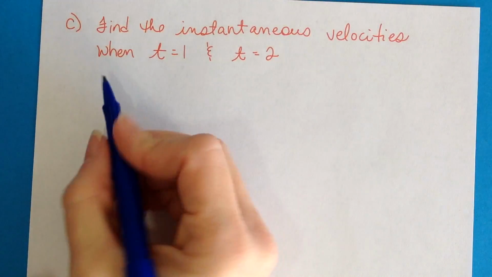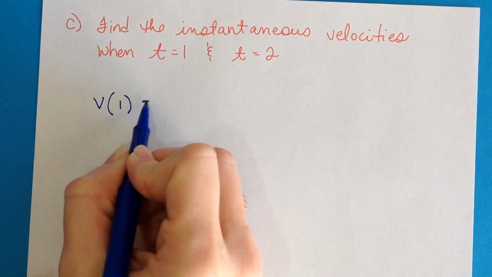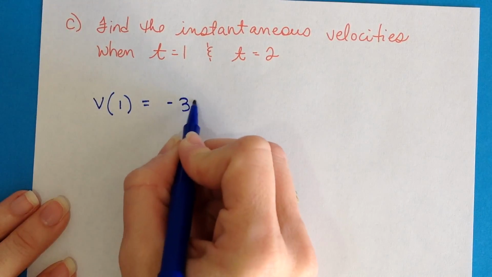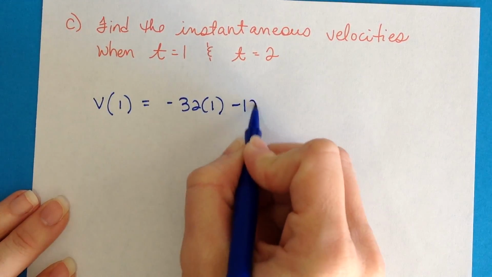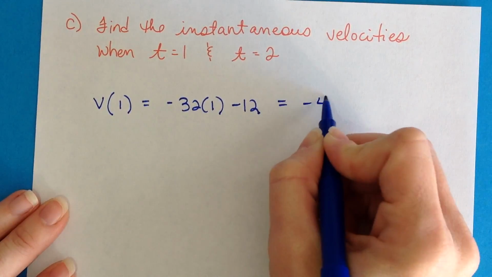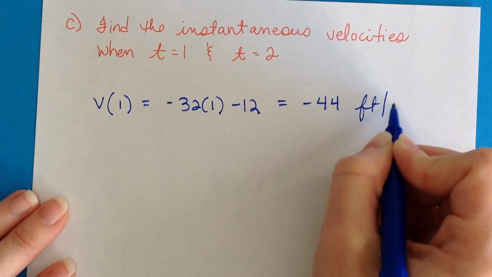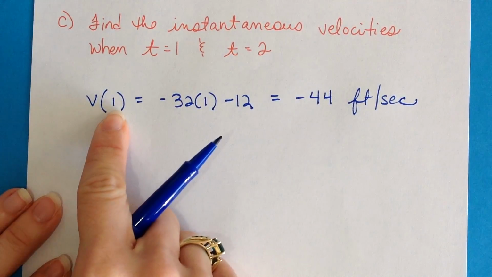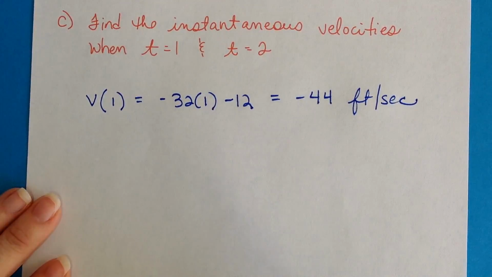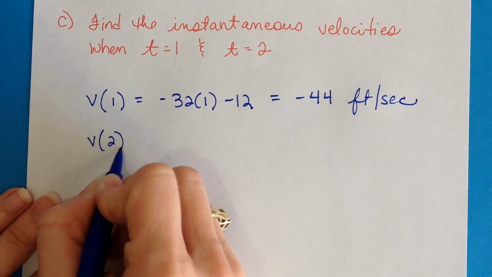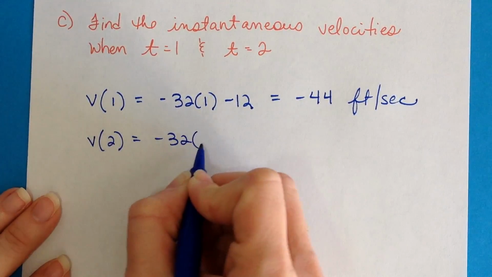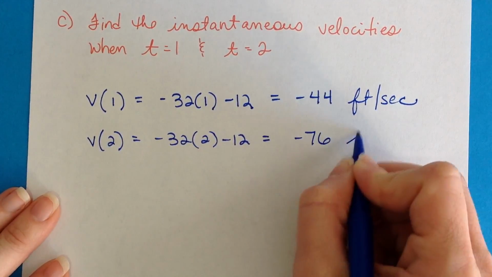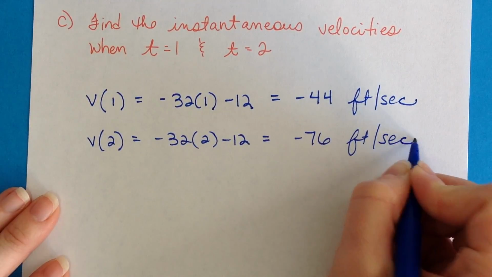So you just calculate v of 1. Now it doesn't matter which one of these you calculate first. So that's going to give us negative 32 times 1 minus 12, and that's going to give you negative 44 feet per second. So that would be your velocity exactly at 1 second for this ball being dropped from the building. Then calculate v of 2. So that's going to give us negative 76 feet per second.